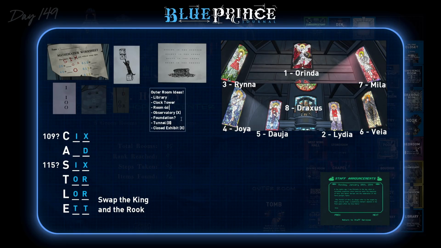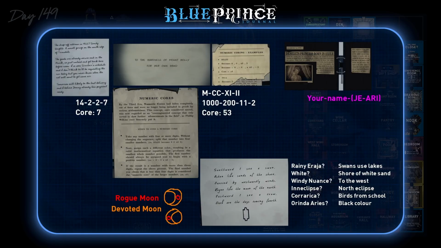Tunnel had nothing. Room 46 had nothing. Okay. How would I swap the king and the rook in the game, if that's a thing? Swap the king and the rook. How is that related at all to this? I don't know. I can't think of anything. I've tried. What else can I do today? I can probably do something.